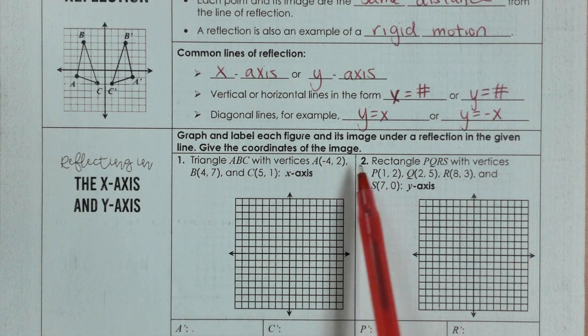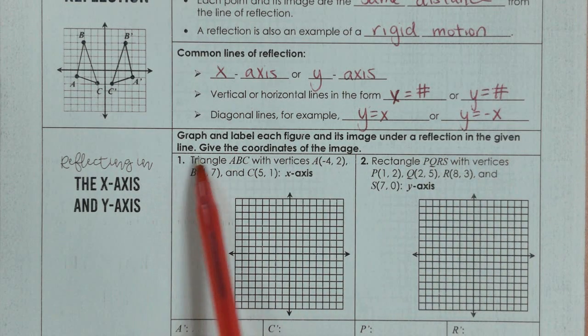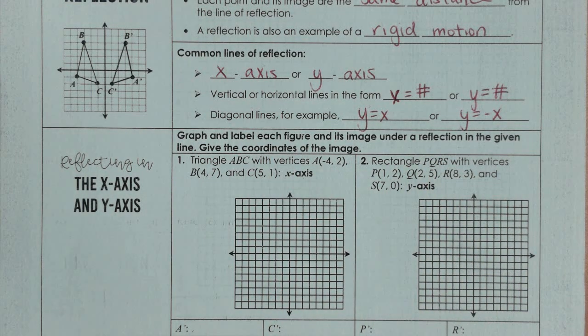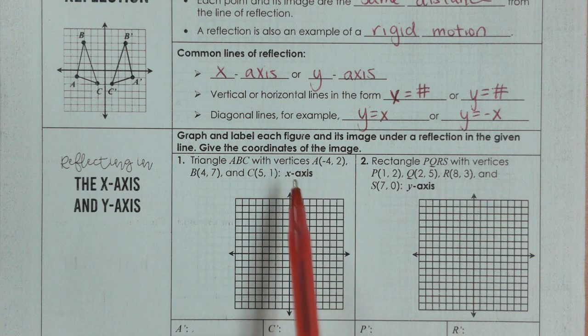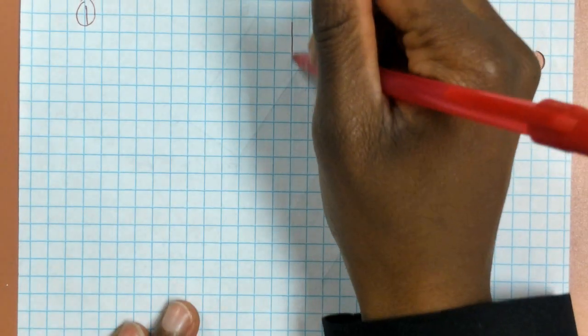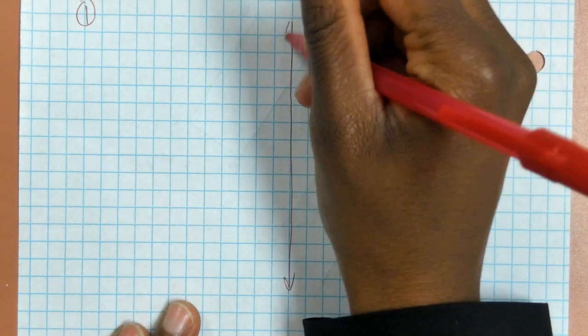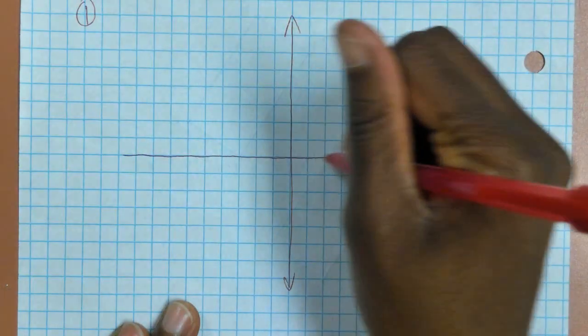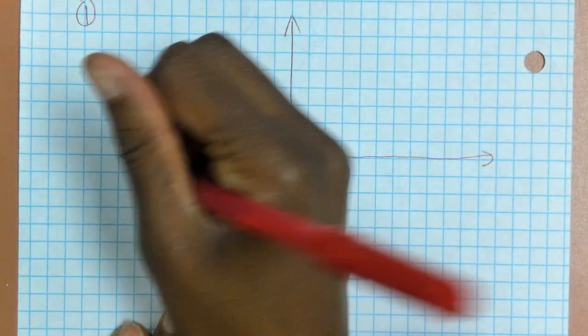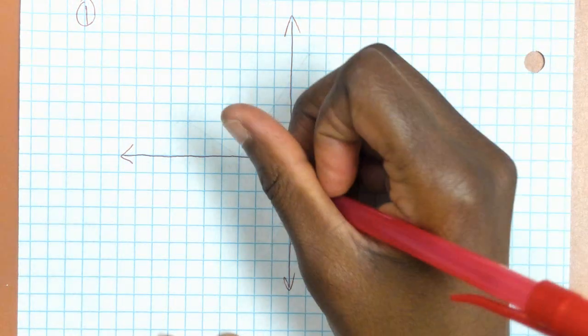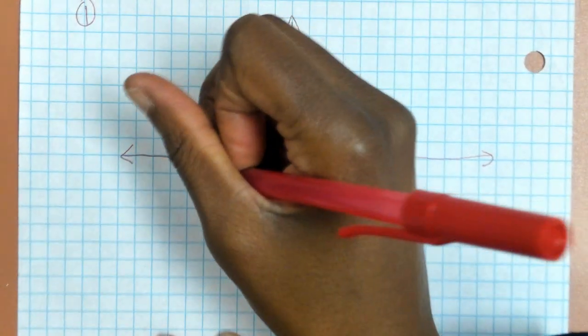So on the first one, we want to graph and label each figure and its image under reflection given by the line, and give the coordinates of the image. So we're taking our triangle ABC, these are the points, flipping it across the x-axis. So I'm going to do that on a separate sheet. Feel free to pause the video and graph these, and then you can fast forward it to where mine are already graphed, so that you don't have to watch me laboriously going through this part.